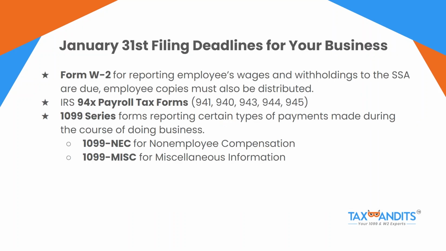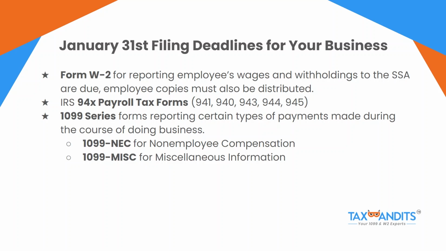Let's begin by reviewing some major filing deadlines for your business or your clients' businesses that are coming up this January. Form W-2 for reporting employees' wages and withholdings to the SSA is due January 31st, 2024. Employee copies must also be distributed by this date. IRS 94X payroll tax forms like Form 941, 940, 943, 944, and 945 are all due January 31st.